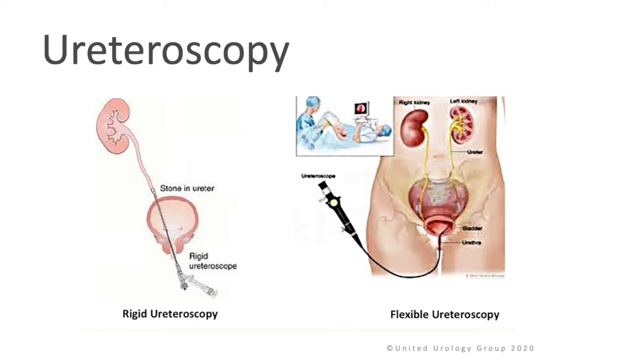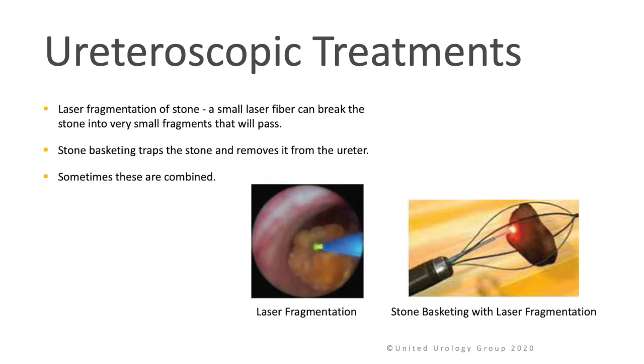This is a depiction of various forms of ureteroscopy, both rigid and flexible. Ureteroscopic treatments. Laser fragmentation of a stone involves a small laser fiber that can break the stone into very small fragments that will easily pass. Stone basketing involves trapping the stone in a specialized basket and removing it from the ureter. Sometimes these are combined in the same procedure.